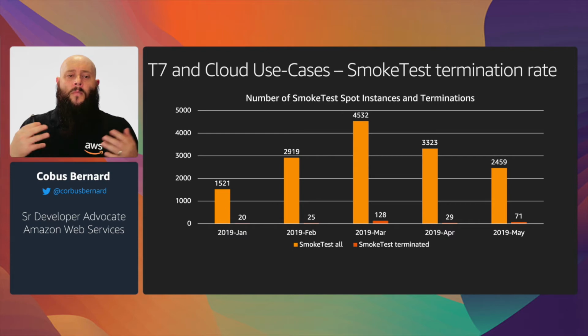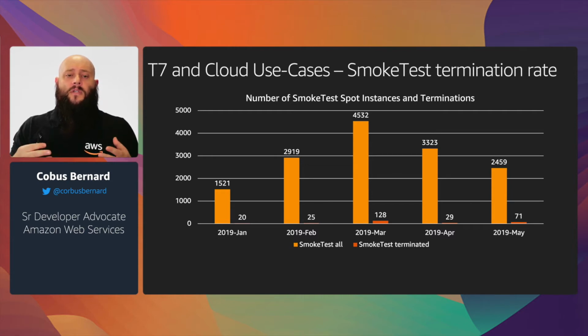So they decided to spread them across different families of instances and run their smoke test. And what they found is that if you look at their peak during 2019 in March, they launched 4,532 spot instances, of which only 128 were terminated while running that smoke test that they were doing.